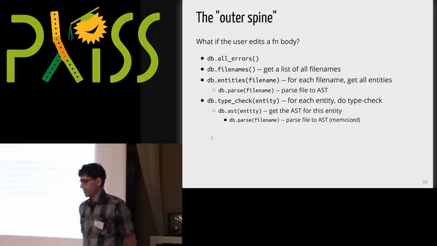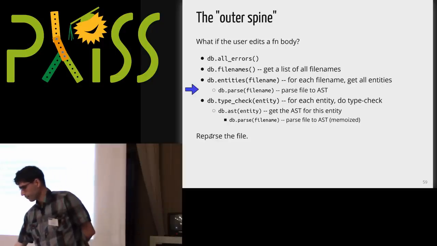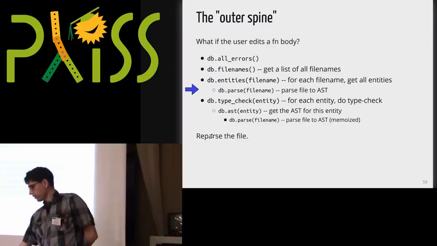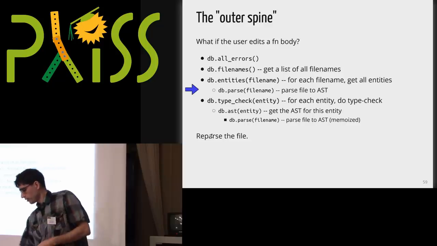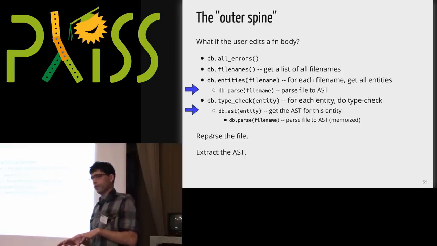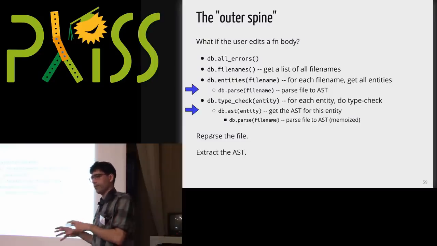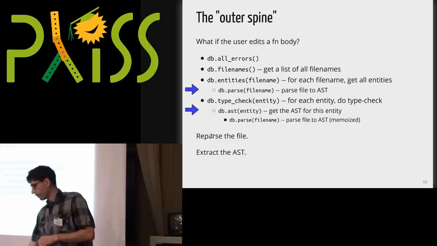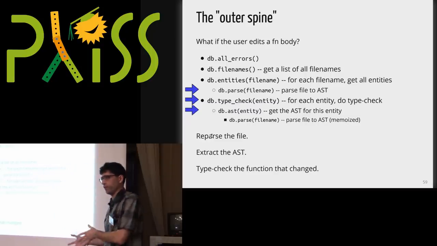But if the user edits a single function body, then we would have to rerun the parser. The result would not be the same, because they did actually edit a function body, so the AST is different. In that case, as we're doing the type checking, for each function we would extract one by one what the AST is. And we'll find that only one of them has changed. So we'll wind up rerunning the type checker, but just for that one function.